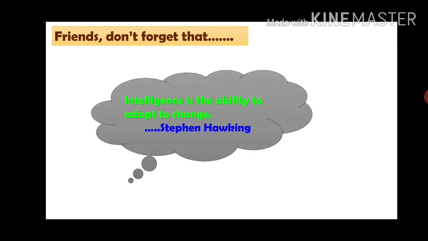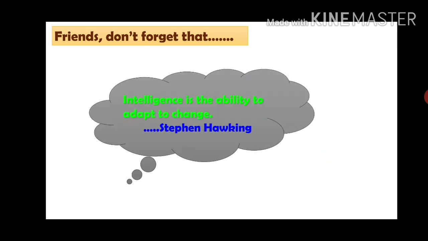So friends, you should not forget the famous words of Stephen Hawking. Intelligence is the ability to adapt to changes.